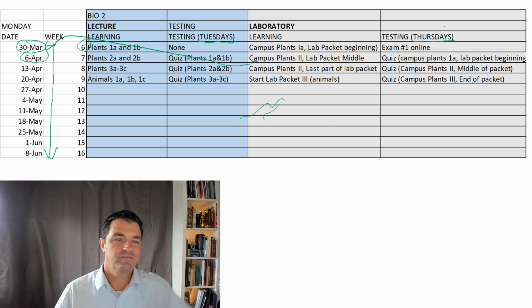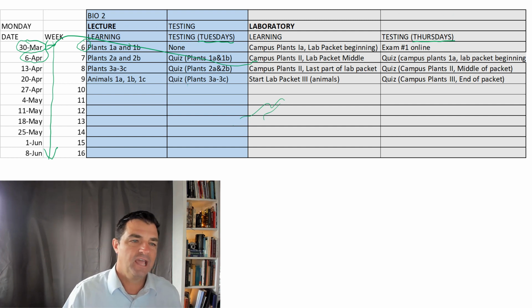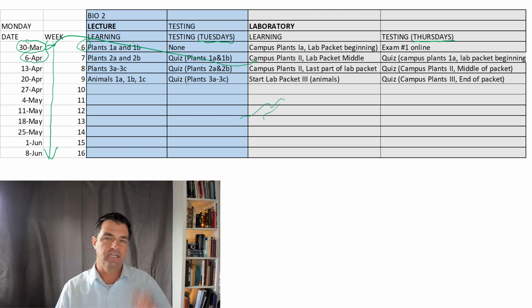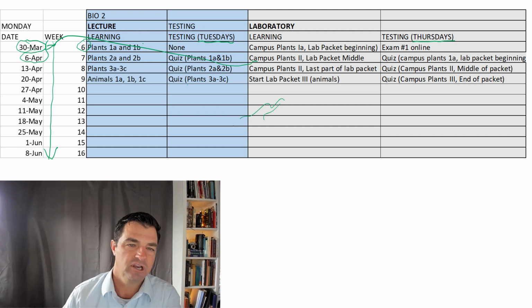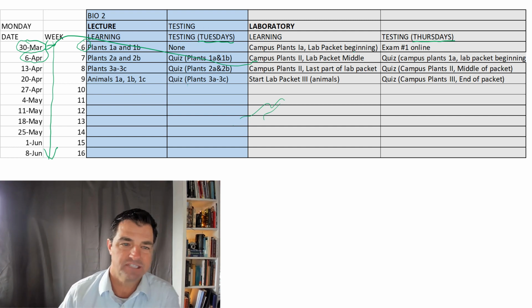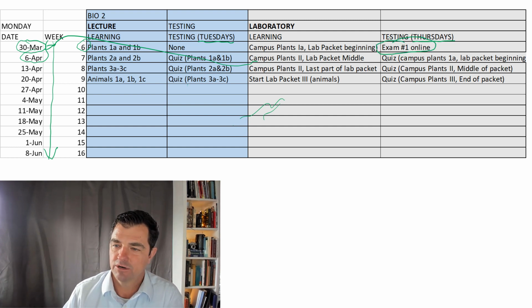Okay. So I've divided this up into both lecture and lab, which you're used to. And then I've divided it up further into what you should be learning and what the test is on. And I think that's where a lot of the confusion lies. So for example, on week 6, we took that online exam number 1.